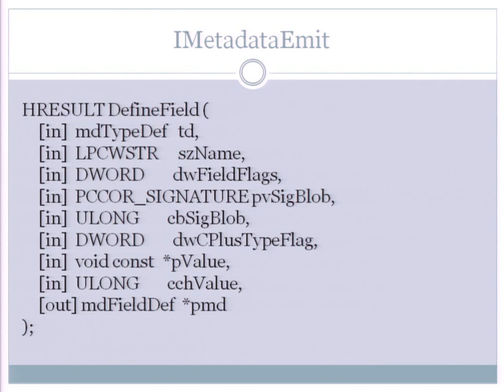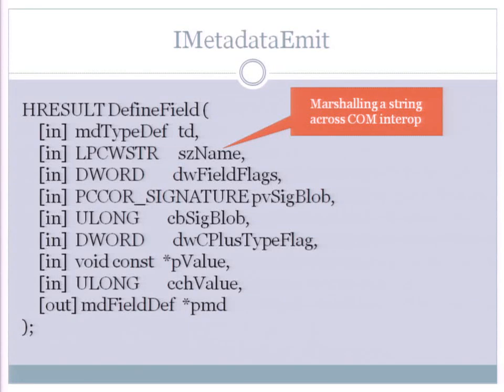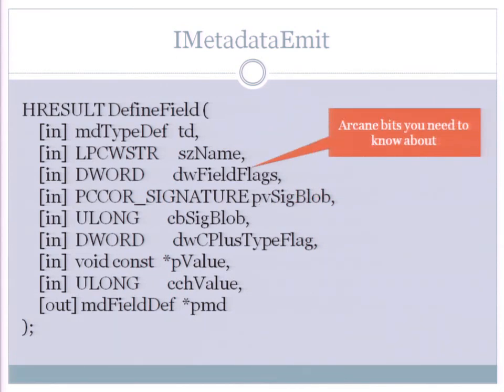And if we drill down into just one particular method in that thing, if you are a compiler written in managed code, there are a couple of challenges here for you. The one is, well, there's a string there. So if you're marshalling a string across interop, and believe me, that's bad news, you don't want to do that. And then there are these funny names and things, very informative type DWORD, and it's full of bits, and you have to know what those bits do.